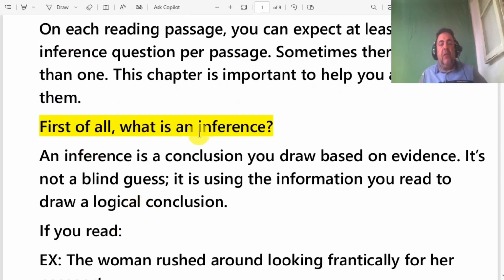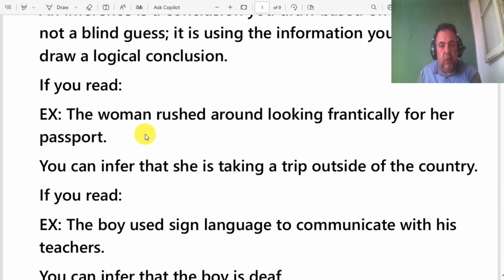Number one, first of all, what is inference? What is the definition of the inference question? An inference is a conclusion you draw based on evidence, okay? You draw a conclusion, an imagination of the result according to the information provided in the passage. By the way, it is not a blind guess, okay? You have to work your mind and imagine what is the suitable conclusion to the information provided in the passage. It's using the information you read to draw a logical and reasonable conclusion about what you have read in the passage.